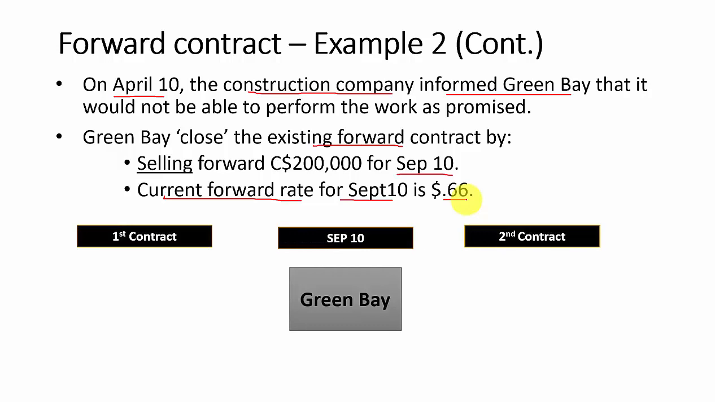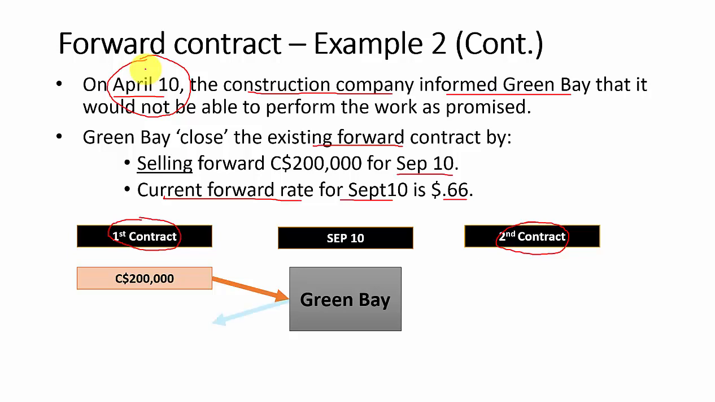So what happened? Here's what happens on September 10 for Green Bay. Remember that we have 2 forward contracts. The first one on March 10, and the second one is the new one on April 10. For the first forward contract, Green Bay agreed to buy 200,000 Canadian dollars, right? At which rate? At 70 cents. If you multiply by 200,000, you know how much Green Bay has to pay, right?